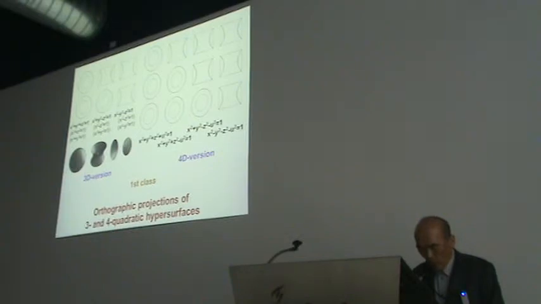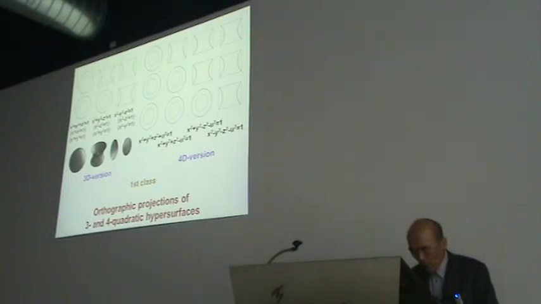Each pair of front views of the 4D version shows a three-dimensional quadratic surface whose axonometric projection is shown at the bottom of the 3D version. That is, a pair of two circles shows a sphere, a pair of a circle and a hyperbola shows a hyperboloid of one sheet, and a pair of two hyperbolas shows a hyperboloid of two sheets.